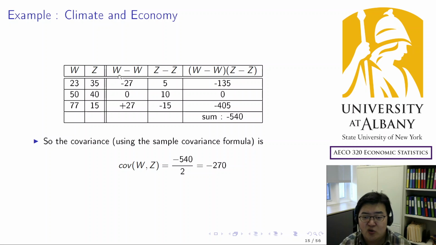And then after calculating those deviations, you multiply them. Minus 27 times 5 becomes minus 135. And similarly, we multiply these numbers to get minus 405. So the summation is minus 540, and then you divide it by n minus 1, 2. So in the end, the covariance equals minus 270.